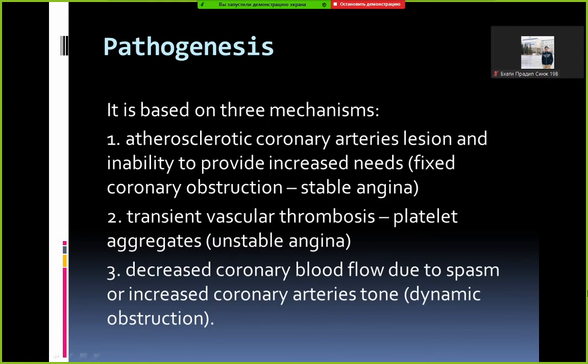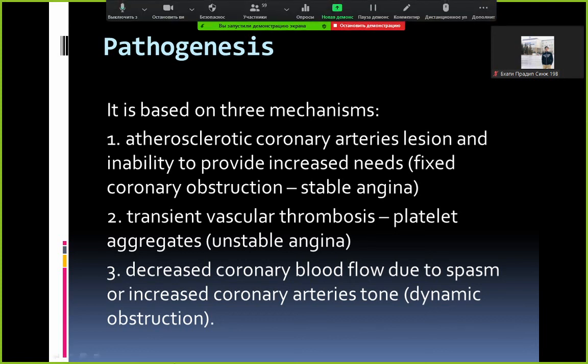Pathogenesis of angina pectoris. It is based on three mechanisms: atherosclerotic coronary artery lesions and inability to provide increased needs, fixed coronary obstruction. It is stable angina. The next, transient vascular thrombosis, platelet aggregates. It is unstable angina. And the third, decreased coronary blood flow due to spasm or increased coronary artery tone, dynamic obstruction.